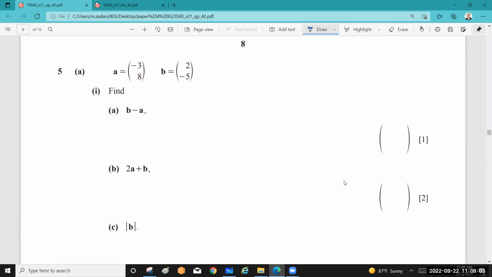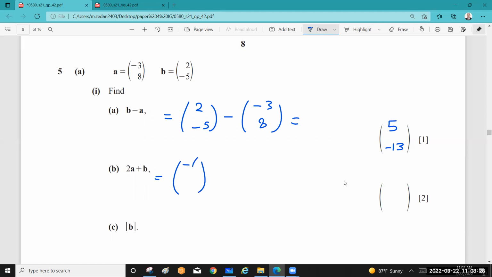Question number 5. I think this is matrices or vectors, very simple. I have 2 vectors, B and A. I want to subtract the vector A, -3 and 8, from the vector B, 2, -5. It's very simple, just subtract the corresponding values. 2 minus -3 is 5. -5 minus 8 is -13. For 2A, just double A, like -6, and double of 8 is 16. Just add B, 2, -5, to this vector. -6 plus 2 is -4, and 16 plus -5 is 11.